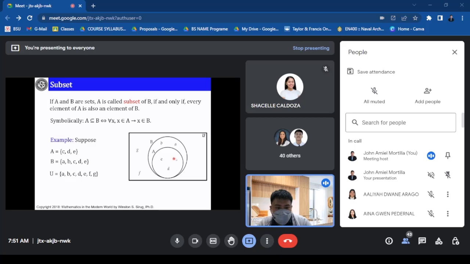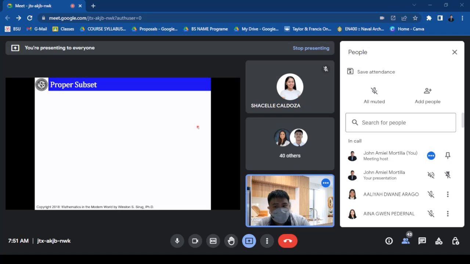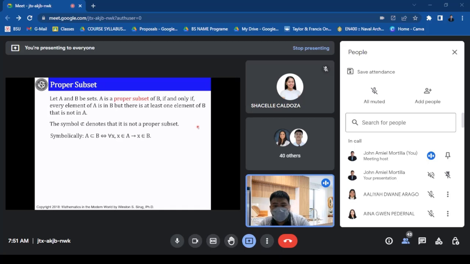Ayan, C, D, E, A. So, A, B, C, D, E sa dating letter B. And we have U. So, A, B, C, D, E, F, and G. So, this is the subsets. So, next then, A is a subset of B since all elements of A is in B. Okay, so proper subset. So, please read proper subset.